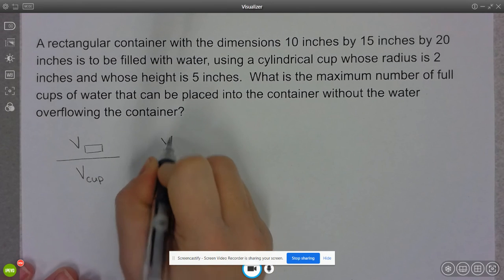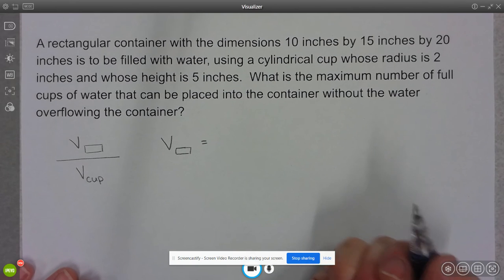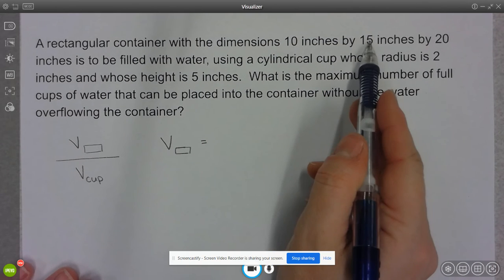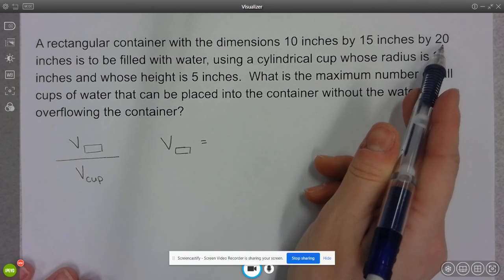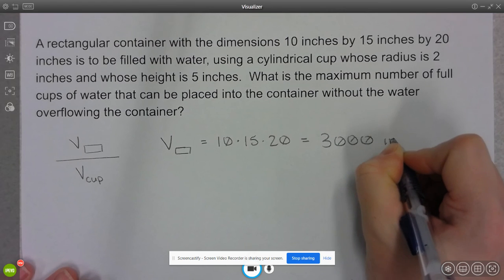So the volume of the rectangular container, it's 10 inches by 15 inches by 20 inches. So I'm just going to multiply 10 by 15 by 20. Which is going to give me 3,000 cubic inches.